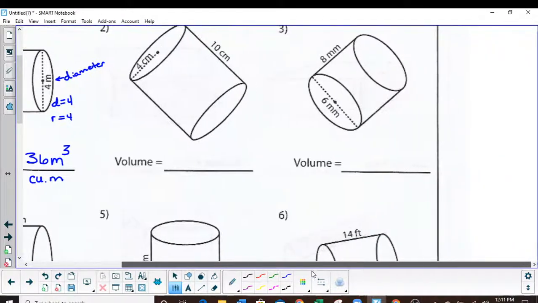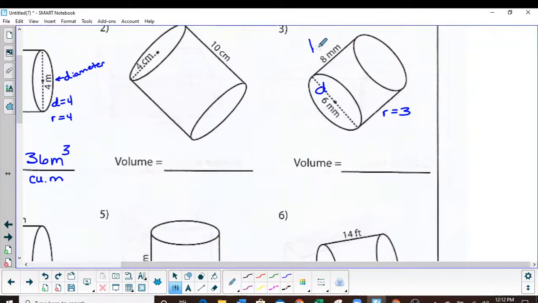So let's jump over to number 3 real quick. Now let's look. Here's what I like to say: is that a diameter or a radius? It's a diameter. It's all the way across. Then the radius is going to be half of it. So my radius is 3. Okay? My h, height, is 8. And that's all I need.